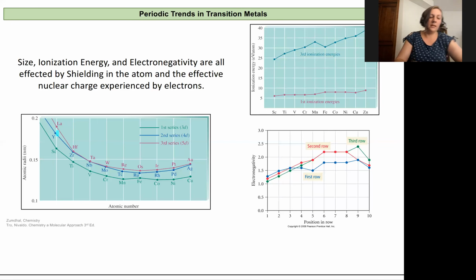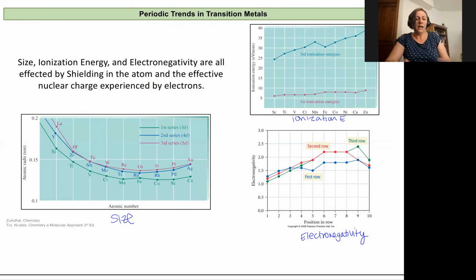And so right here, we've got size. We've got ionization energy at the top, and we have electronegativity on the bottom. So for our size trend, starting there, we can see that in general, going across each of these dots right here, we are going across the periodic table left to right. And as we go across the periodic table, we see our size decrease.